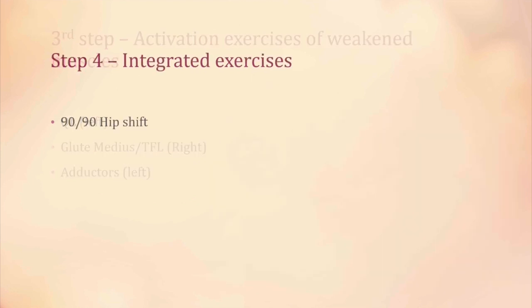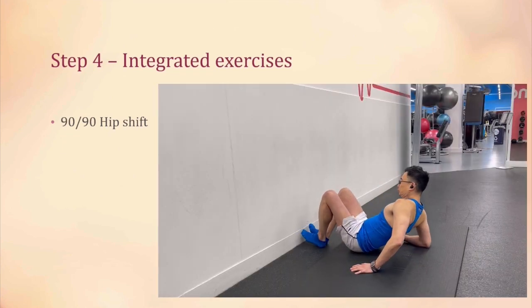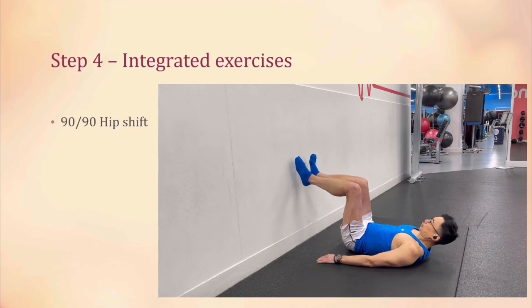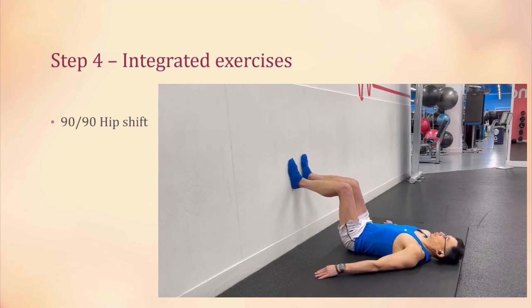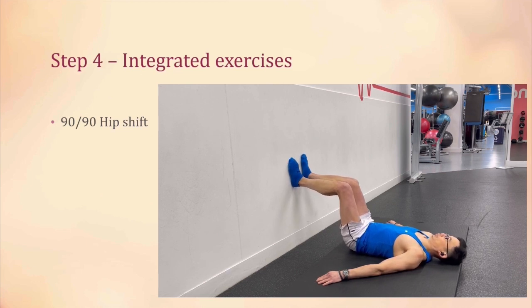These exercises aim to get all the involved muscles on both legs to work together to achieve a more neutral pelvis. Now the first exercise is the 1990 hip shift. First, lie on the floor. Place your feet on the wall with your hips and knees bent at 90 degrees. Dig your feet into the wall and lift your tailbone off the floor, keeping your back flat on the ground.